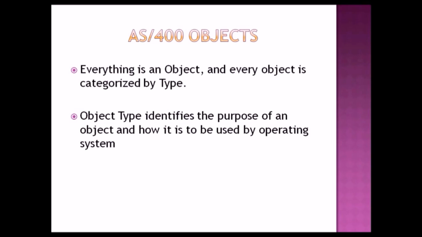So as we already studied in the first lecture itself, AS400 is object oriented, which means it is based on objects. So everything is an object and every object is categorized by its type. The object type identifies the purpose of an object and how it is to be used by an operating system. Let's have a look at some of the common AS400 object types that you are going to encounter frequently while working on the AS400 platform.